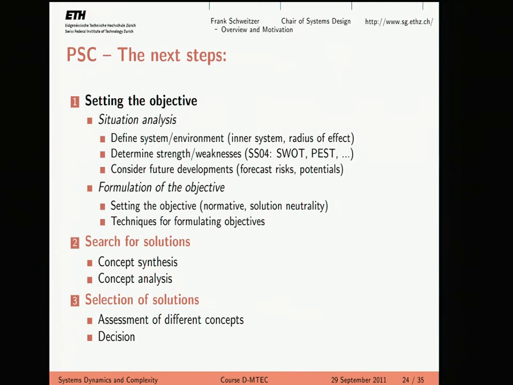Let's see what we've done so far. We've analyzed the situation, meaning we've defined our system, we've defined our environment, we've defined how both interact, what part of the system we can influence, how our actions may affect our environment. We've considered, hopefully, how all these things may change in the future, and we've formulated our objectives based on this task analysis. The next part is search for solutions and selection of solutions. Search of solutions basically means generating as many solutions as possible. This is the solution synthesis. You generate a lot of diversity, and then you narrow down everything to one or two solution candidates, and then you make a selection in the third part.